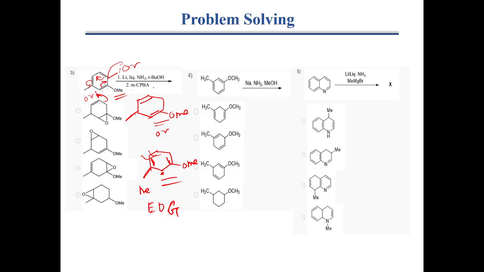Now they give mCPBA. So there are two double bonds. mCPBA is metachloroperbenzoic acid.